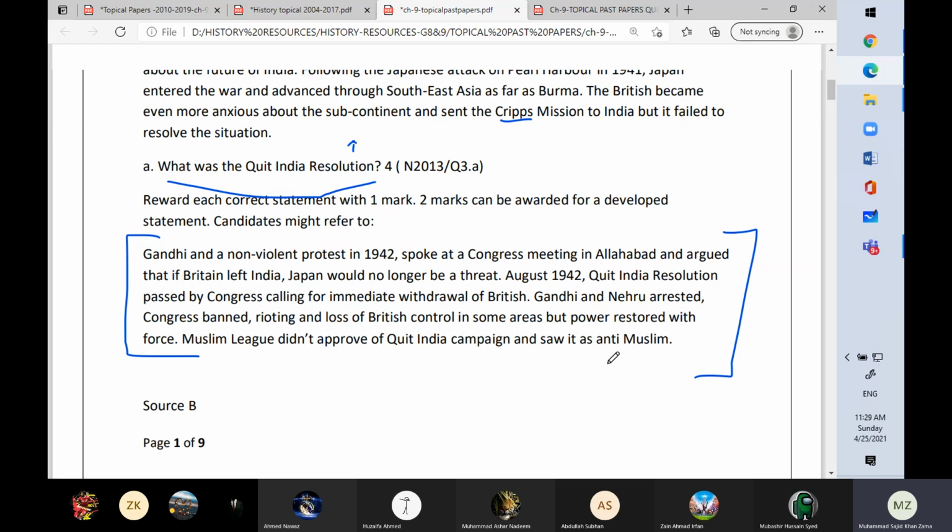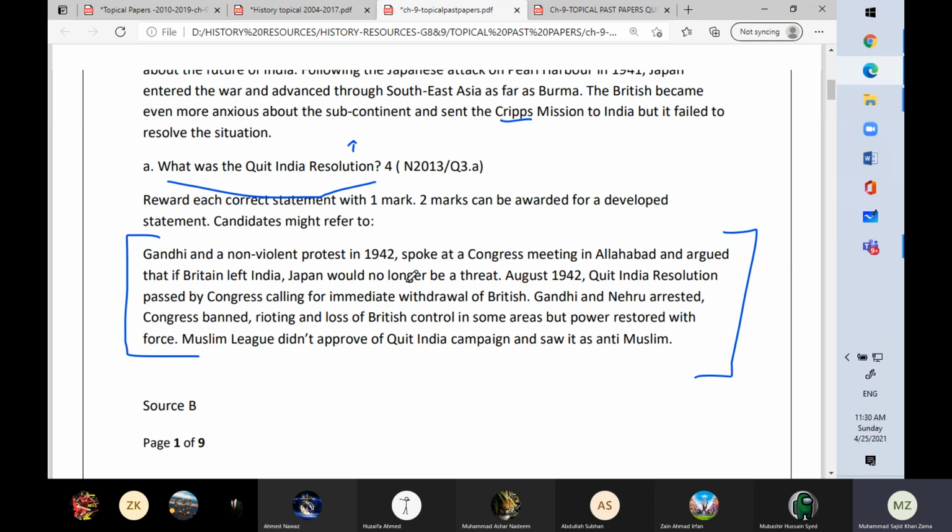Even Congress said that if the British leave, there won't be a Japanese threat to India any longer, because the Japanese would invade India only while India was a British colony. When the British leave, there will be no threat. So Indians did not compromise, and they started this movement. As I said, it was meant to be non-violent, to protest and pressurize, but it became very violent clashes.